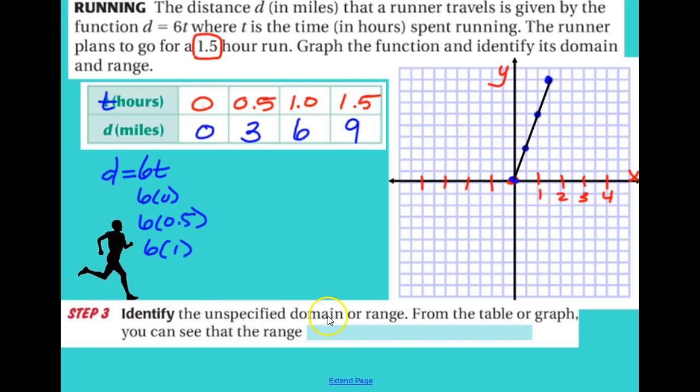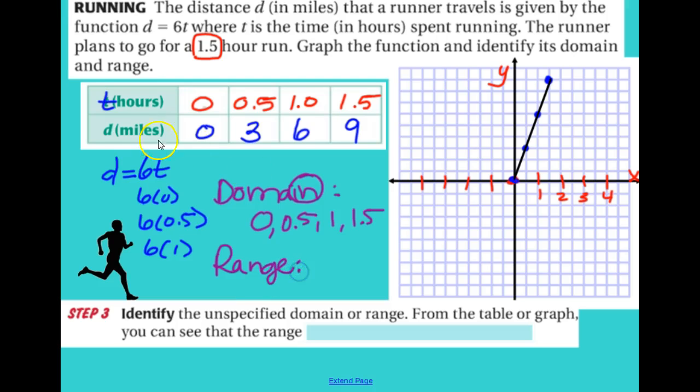It says identify the domain and range from the table or the graph. Remember, our domain is what we plugged in. We plugged in the numbers between 0 and 1.5. Your answer key might say something a little bit different, and that's okay. It might say the numbers between 0 and 1.5, which is fine. And our range is what we got out, the numbers between 0 and 9 miles. 0, 3, 6, and 9. We could have stopped at different points along the way if we were running. So if you wanted to say between 0 and 9, that's fine as well.